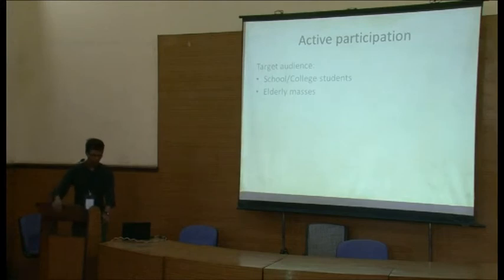Elderly masses: there are a lot of elderly people who have resources and don't have any means to propagate them. So we have to make them understand they can use their free time for contributing to Wikipedia. They have a lot of resources. They just need to gather them and put them in the Wikipedia pages.